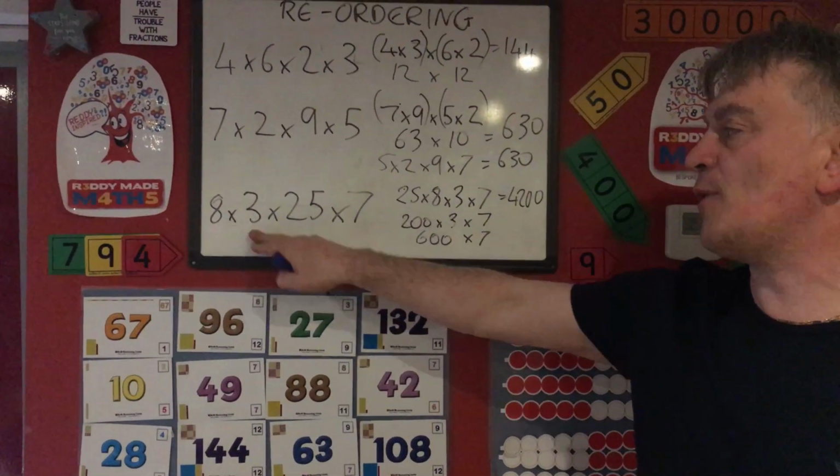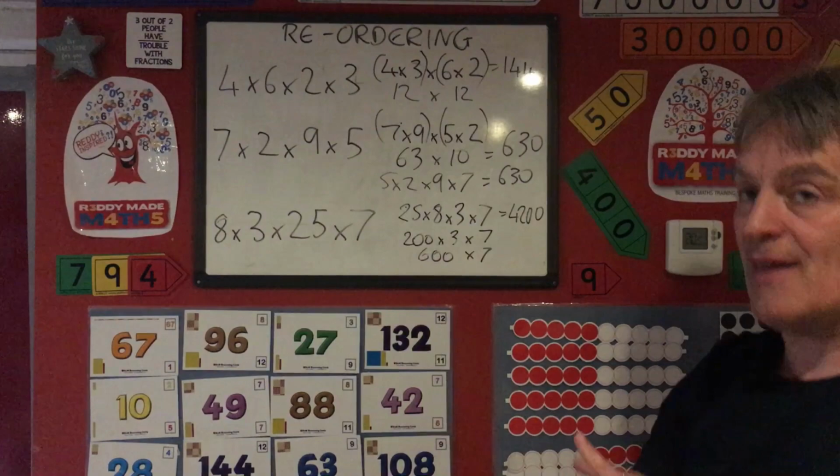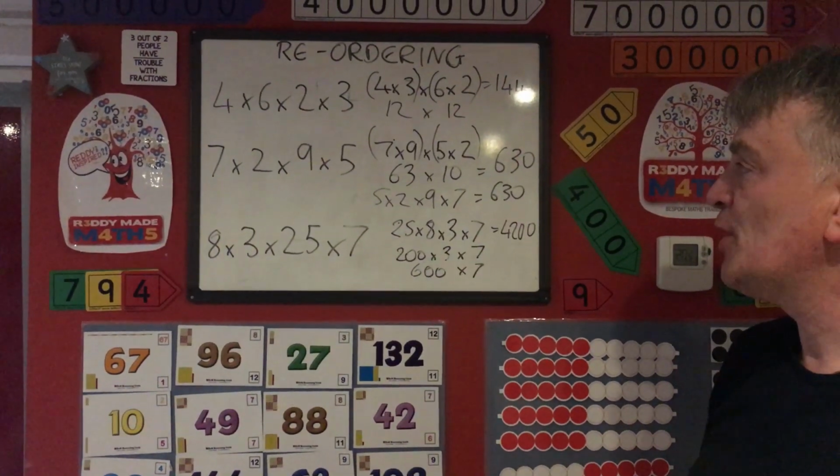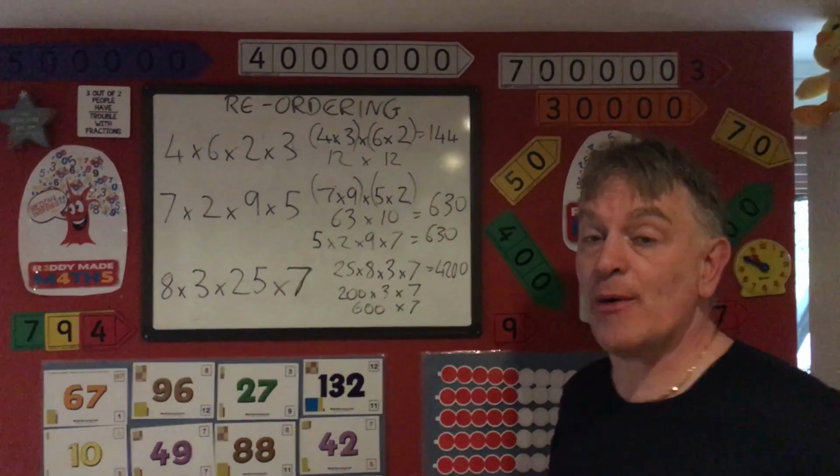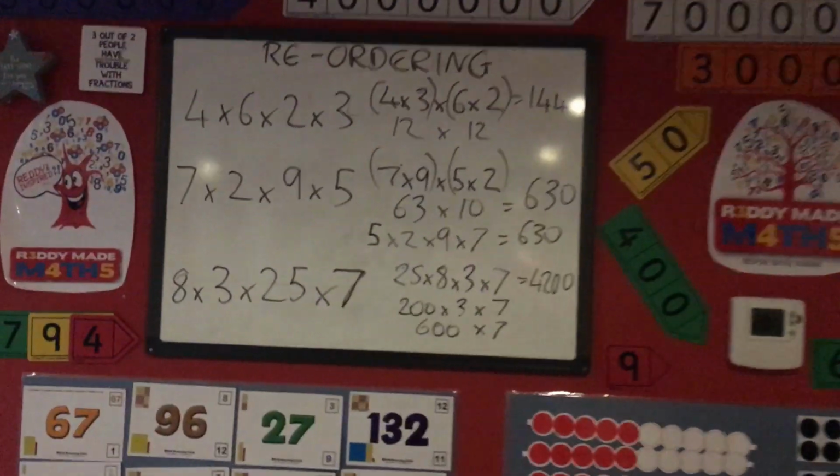Otherwise, we're starting with 24 times 25 times 7. That's going to take an awful long time. So let's focus in on the board now and let's have a look why this is such a useful strategy.